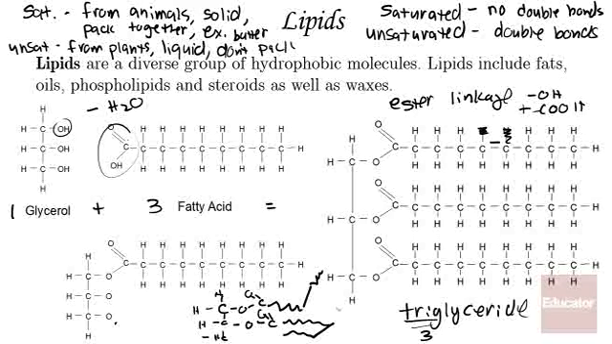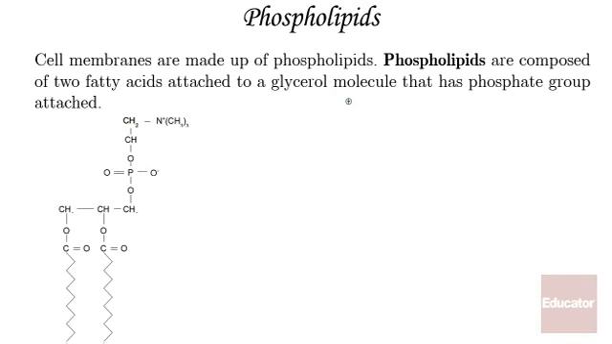Another function of lipids, in addition to fats, would be to form phospholipids. So we talked about one type of lipid, which is fat. The second type we're going to talk about is phospholipids. Cell membranes are made up of phospholipids. And let's go ahead and look at the structure.